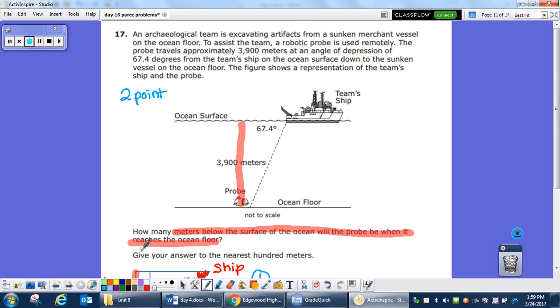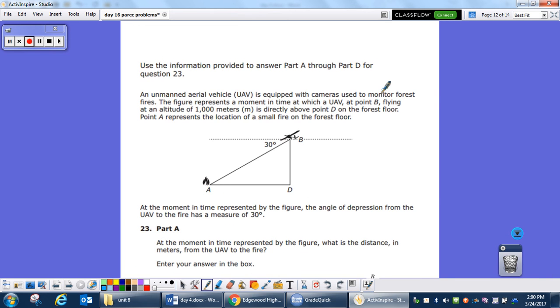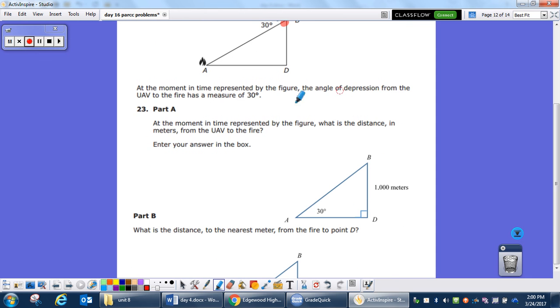23, I'm going to completely let you do on your own. I'm going to go through and highlight the sides I want you to find. It's a little weird, so I want to make sure that you know what you're actually finding. So 23, part A, you are finding what is the distance in meters from UAV to the fire. So that is this hypotenuse here, because the UAV is up here and the fire is down here.